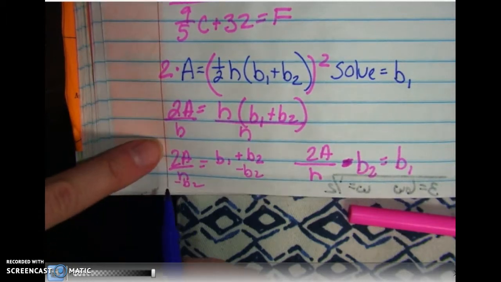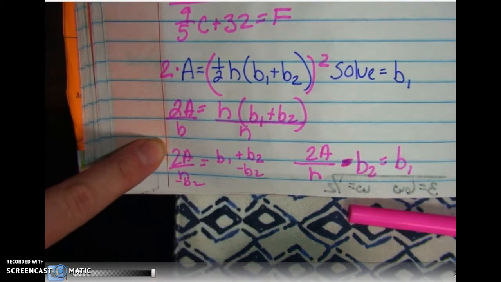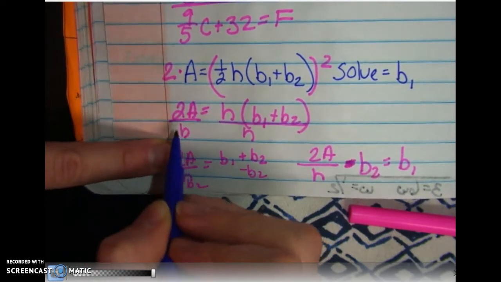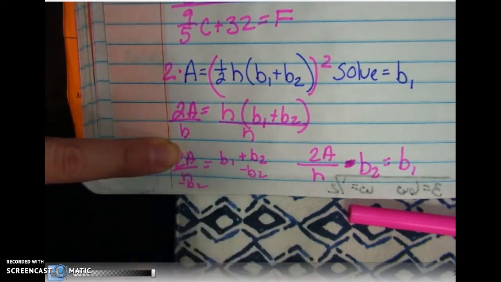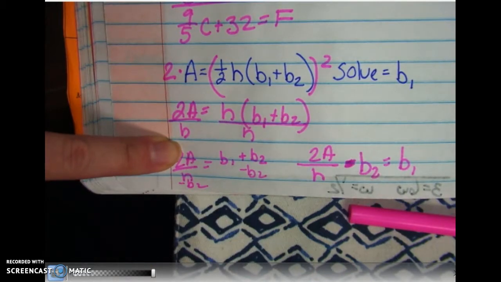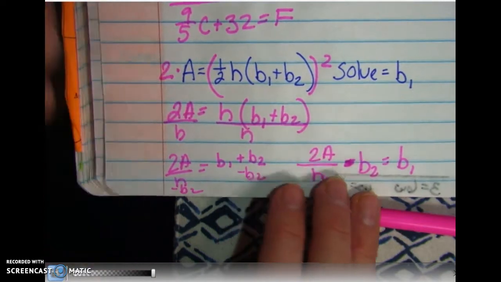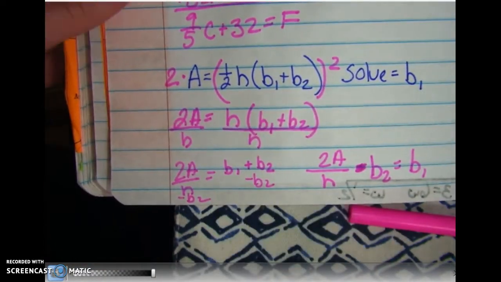I could remember multiplying by 2 is the same thing as dividing by a half. So I could have a over 1/2 h, which is still equivalent. Okay, so if you put a half in the denominator, that's still fine. All right, we're going to do one other challenging one.